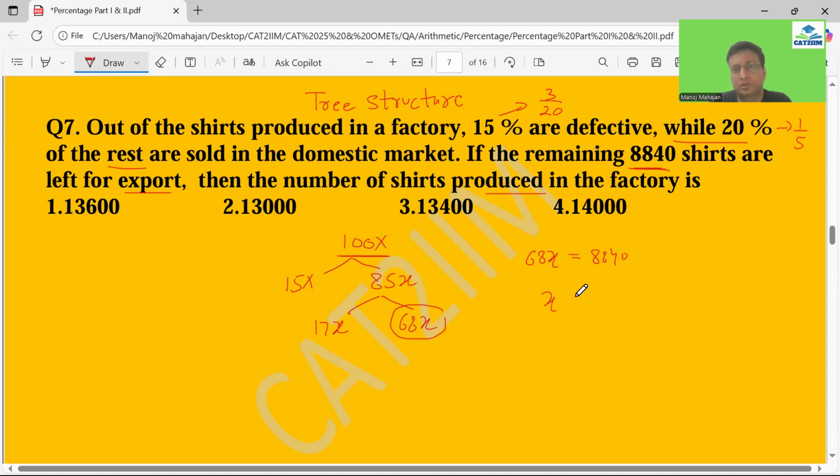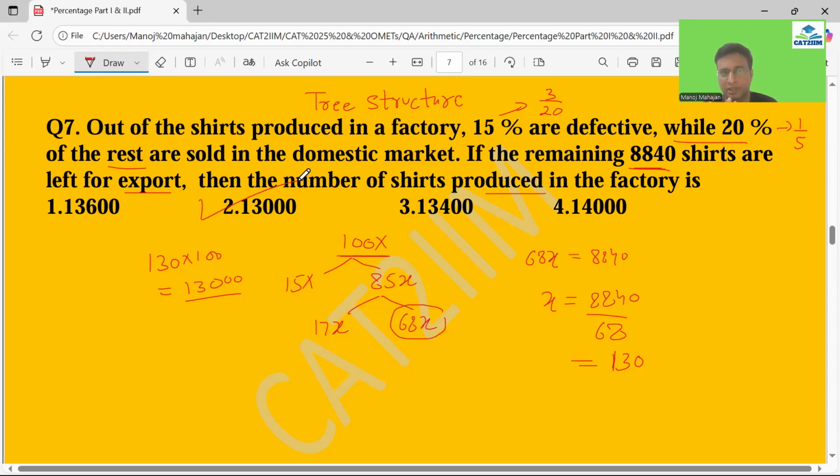So 68x is equivalent to what? 8840. So let's divide that. Generally in the CAT, it's a CAT question, you will get easy numbers to divide also. So once if I do it, let me write the calculation out here. So the value of x is 130. So 130 is not the answer, it's 100x. So if you multiply with 100 out here, what do I get? Option number 2.